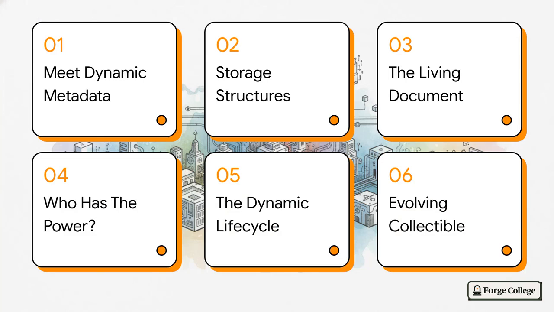So here is our engineering blueprint for today. We'll be looking at 1. Meet dynamic metadata, 2. 3 storage structures, 3. The living document, 4. Who has the power, 5. The dynamic lifecycle, and 6. Evolving collectible blueprint. It's a lot, I know, and the stakes are pretty high here, but don't worry, we're going to architect it all perfectly.